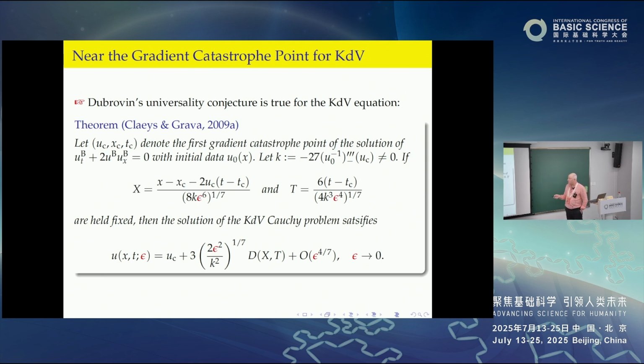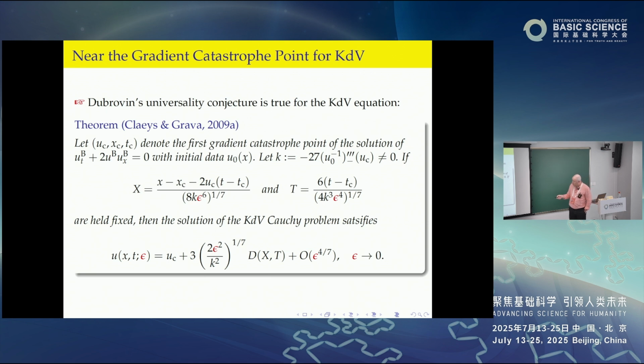So it turns out that Dubrovin's conjecture is true for the KdV equation, and this was proved in a third paper of Claeys and Grava in 2009. So u_c is the u value at (x_c, t_c) for the breaking Burgers solution at the gradient catastrophe point. Initial data is u_0, and you make a constant k out of the third derivative of the inverse function of u_0 evaluated at the critical value like that. So then you have a moving frame: x minus x critical minus the Burgers speed u_c times (t minus t critical), divided by epsilon to the 6/7. That's your x coordinate, and t is a scaled version of t minus t_c by epsilon to the 4/7.